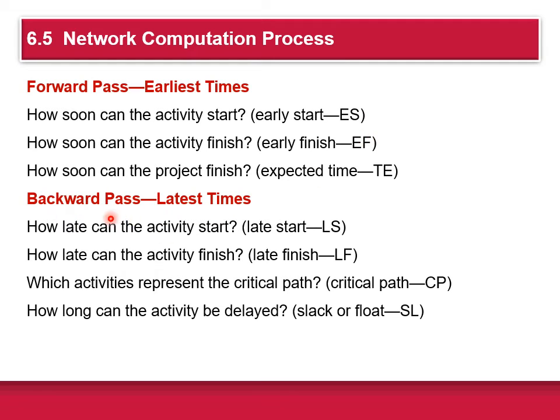The backward pass gives you the latest time to completion. How late can the activity start? That's LS. How late can the activity finish? That's LF. Which activities represent the critical path? That's CP, critical path. How long can the activity be delayed? That's what's known as the slack or float, so it's SL. This last one is kind of important.